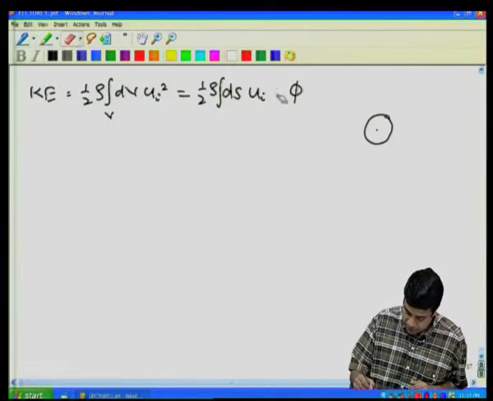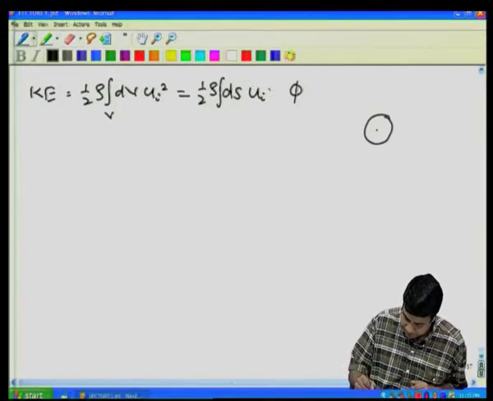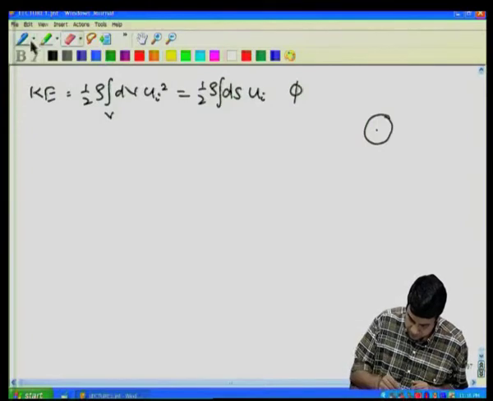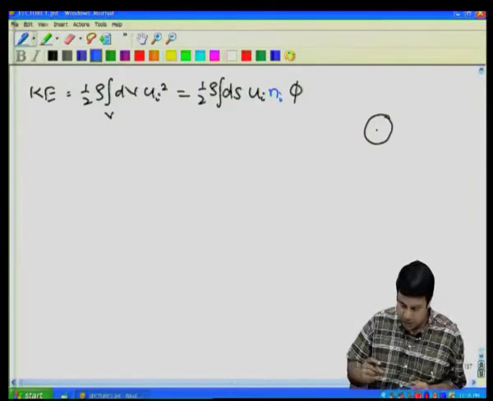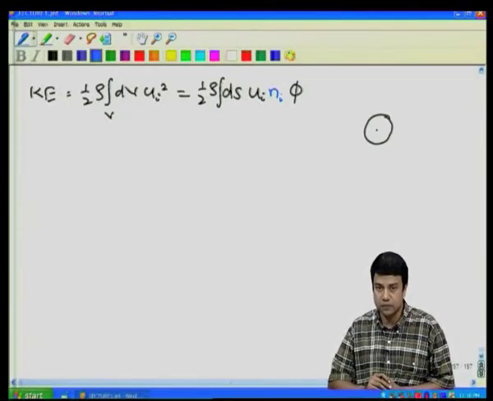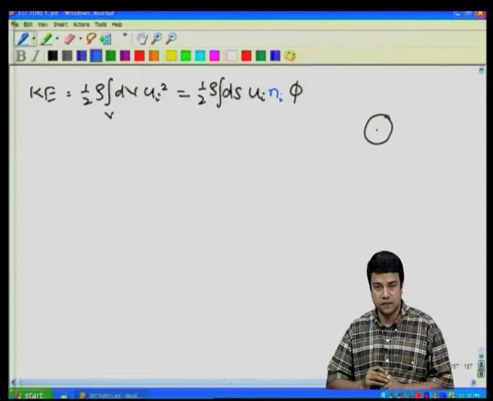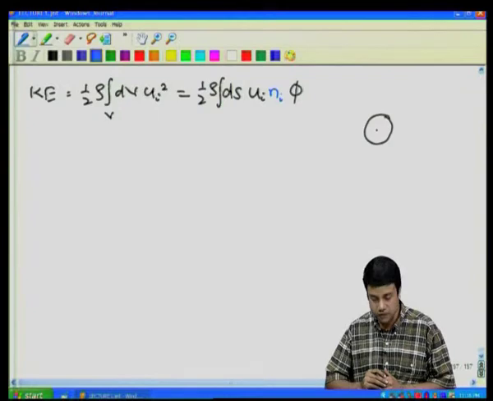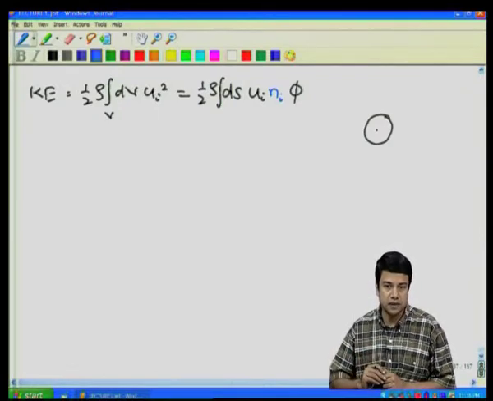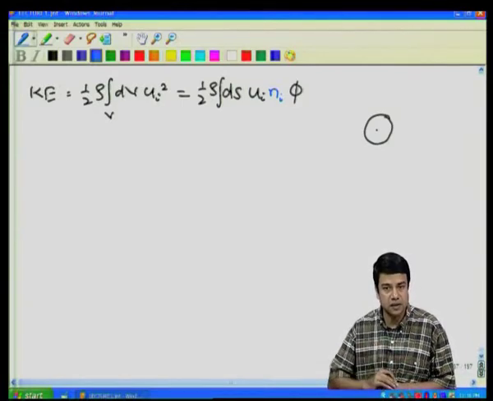And let me just put this n_i in blue here, for a reason, because that is the outward unit normal to the fluid volume. The fluid is outside the sphere extending up to infinity, and taking a surface integral over this fluid volume, one has to take this carefully.